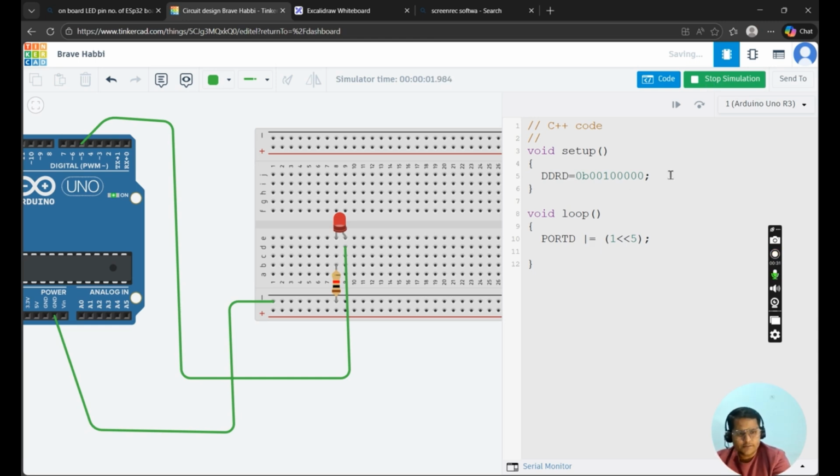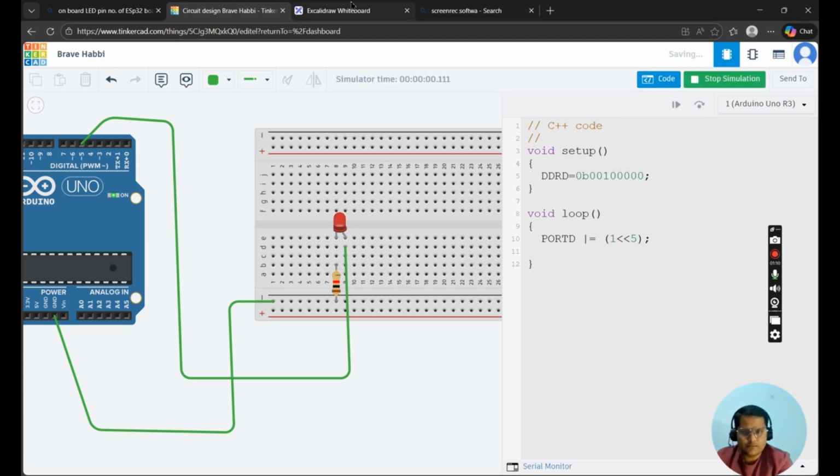There is a difference between using OR and just sending 1 directly. If I'm just using this, it can disturb the other pins also. Let's say some other pins are high, right? When you say PORTD, you are taking all the bits 0 to 7. But no, I just want to change that particular bit, pin number 5. For that, I have to do an OR operation here. If you do OR, it will just hit that particular bit.